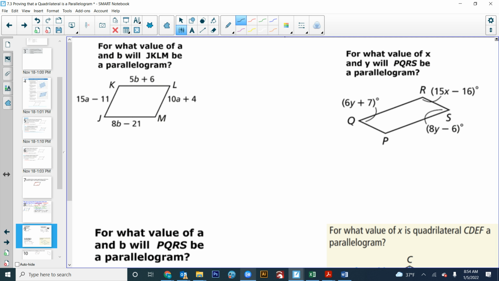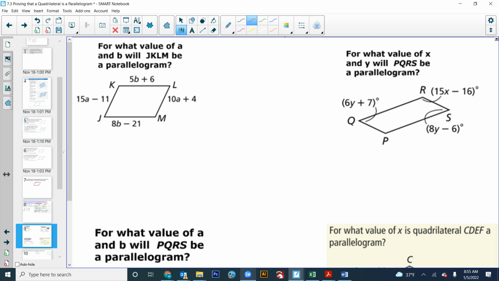Is KLMJ a parallelogram? Say we don't know. We don't know. All right. Now then it says find values of A and B that will make it a parallelogram. Is this at the top of the back view? Yeah.